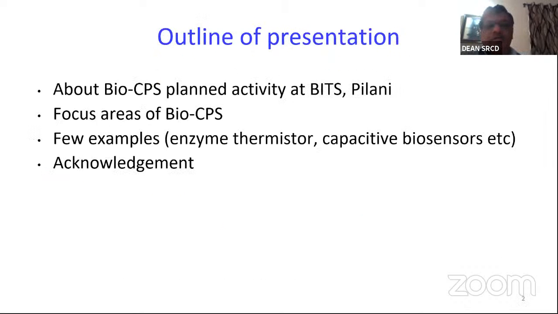So this is the outline of my presentation. Ideally, a bit about the BioCPS Hub, then the focus areas in our hub where we are going to initially start, and we will expand further. Then I'm going to take two or three examples on the enzyme thermistor or thermal biosensor, how they could be potential candidates for a good bio cyber physical system, and also the capacity of the sensors or biosensors which we have developed in our group. That's what I thought of for a 30-minute talk, so that people get a feel of the big picture and the small picture together.